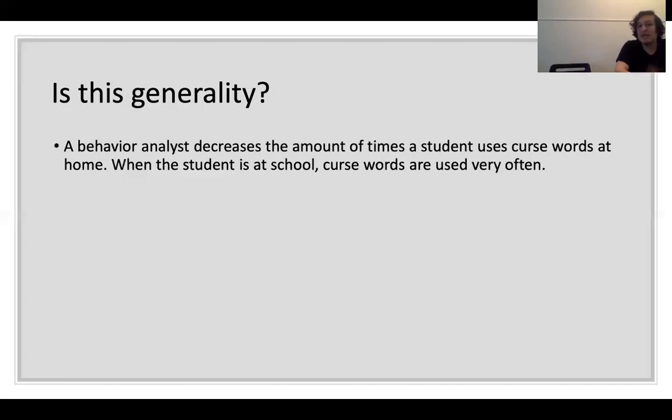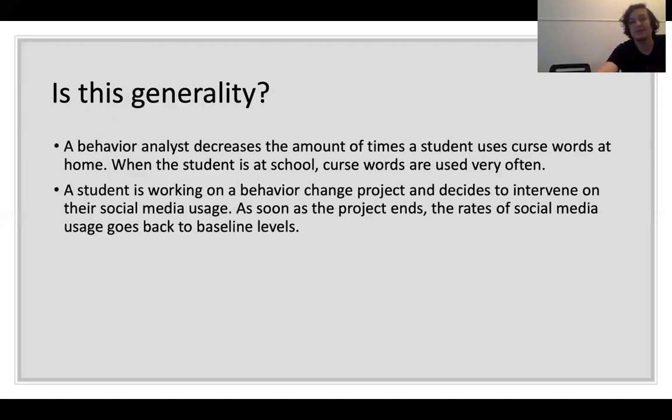Because the behavior is reduced at home, but in other circumstances, right, at school, it's occurring at the same rate. So this might not be highlighting generality. So a student is working on a behavior change project and decides to intervene on their social media usage. As soon as the project ends, the rate of social media usage goes back to baseline. Is this an example of generality?